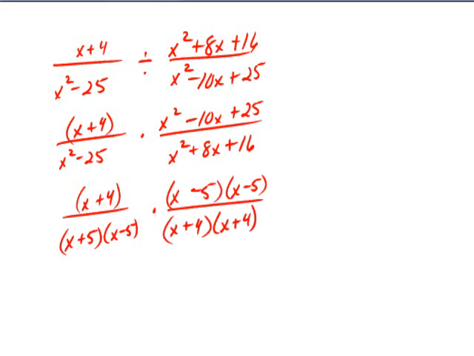And since we have multiplication, we can divide top and bottom by the same expressions. x plus 4 with the top and the bottom. x minus 5 in the top and the bottom. It looks like that's all I can divide out. So I'm left with x minus 5 over x plus 5, x plus 4.